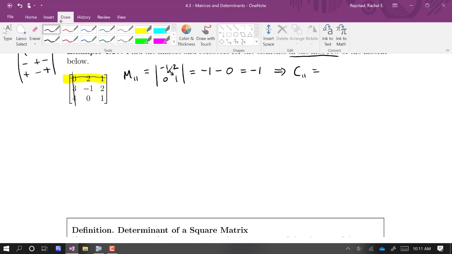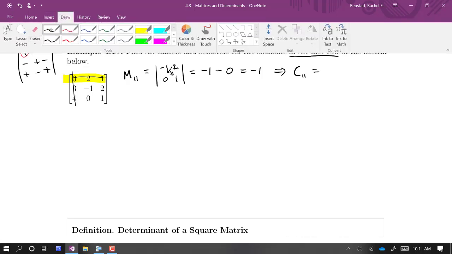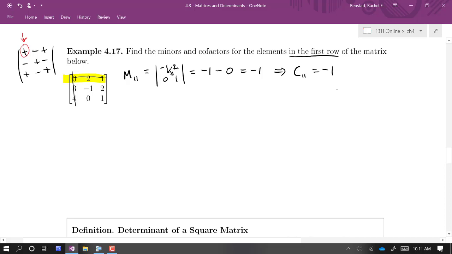And we're in the first row. Right now that sign for the 1-1 entry is positive, and what that means is that the cofactor is the same sign as the minor. And so the cofactor is -1.